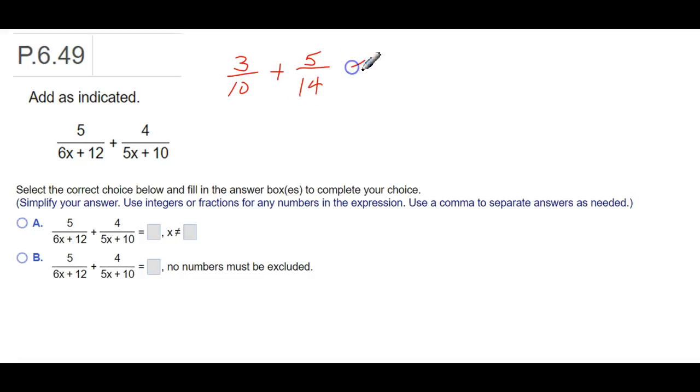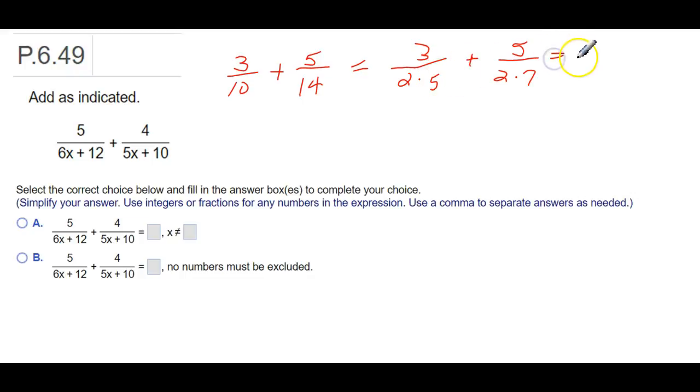What's the LCD? Well, one way you can get the LCD, now you can probably just look through it and think through it, but one way you get the LCD even when it's numbers is you come up with what we call the prime factors of these. So the prime factors of 10 are 2 and 5, and the prime factors of 14 are 2 and 7. So they have a factor in common of 2. Then the other factors are not common.